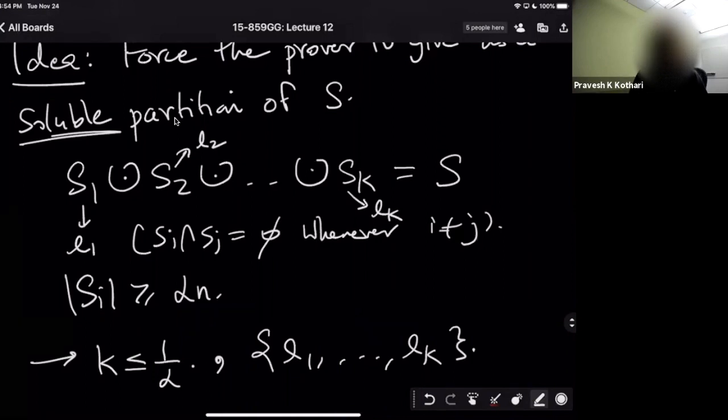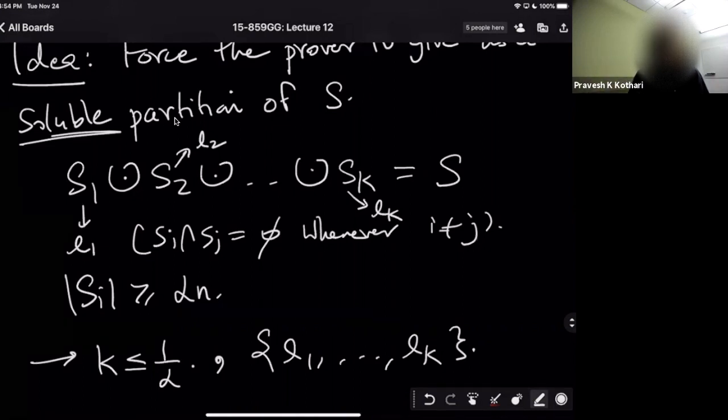Let's imagine what happens if the prover can give us this, okay? There is, of course, an issue that such a thing may not even be possible for the prover. Even for the all-powerful prover, they may not be able to give us such a partition. In that case, we'll do something else. But let's imagine that we get lucky, at least in the kind of examples we were looking at right now, there was a soluble partition, right?